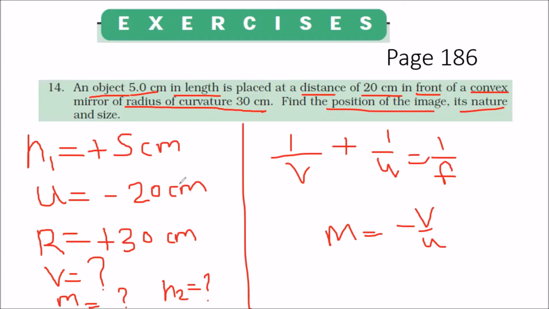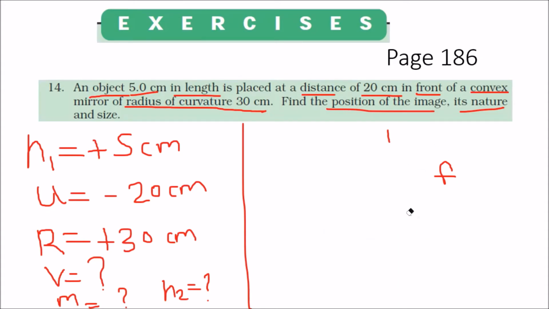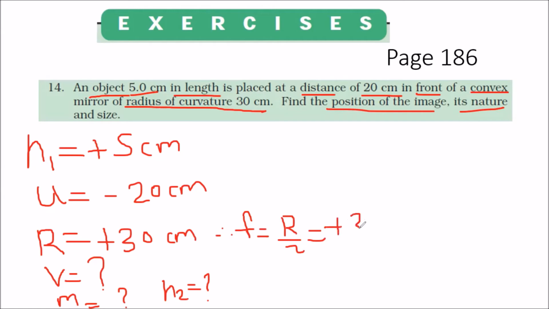Before we solve it, here focal length is not given. So we know in this case there is going to be another formula for finding out the focal length. So let's see what the focal length is. We know r is 30 centimeter. So from this, we can say that therefore focal length is equal to the radius of curvature upon 2, which is plus 30 upon 2, which is plus 15 centimeter. So we've got the focal length as plus 15 centimeter.